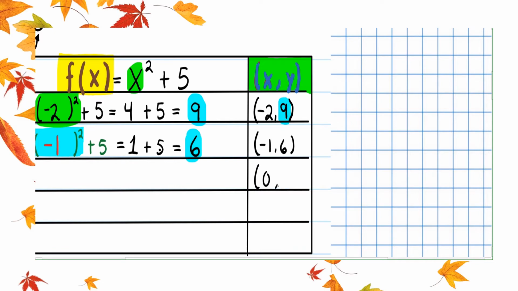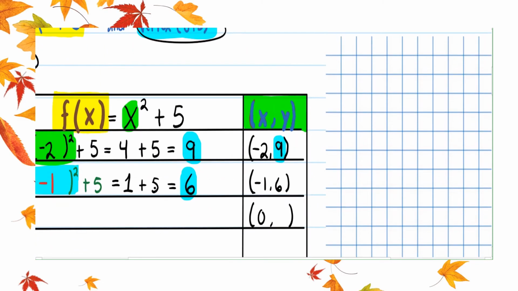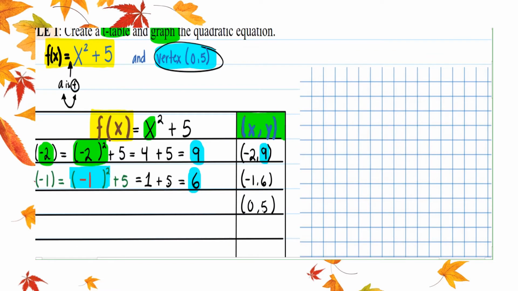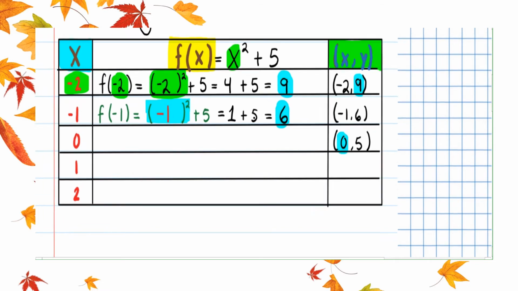We would normally do the same thing with the 0, but in the information, the problem tells us what the y value is, which is 5. So for the vertex, we didn't have to do any work here. We're just going to use that point since it's the same x value.